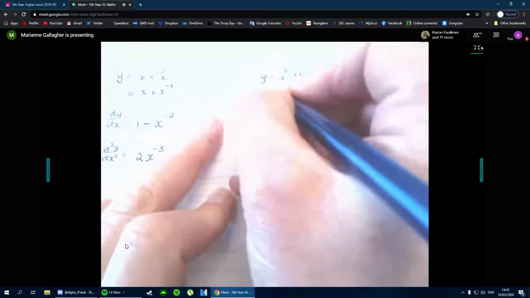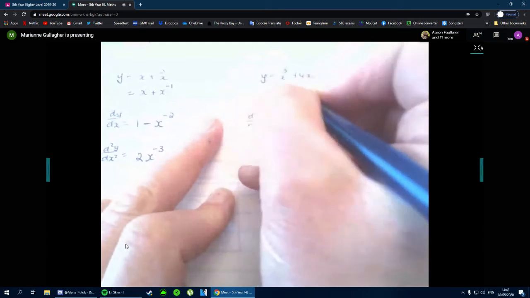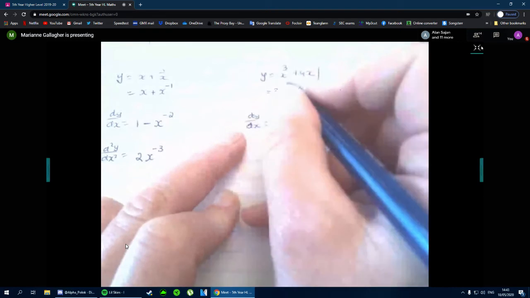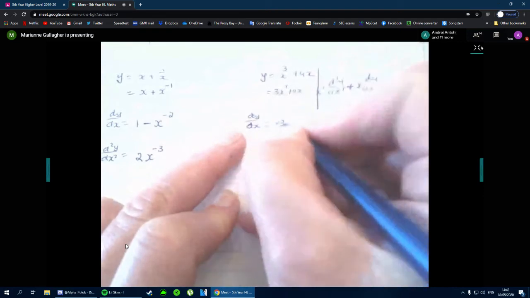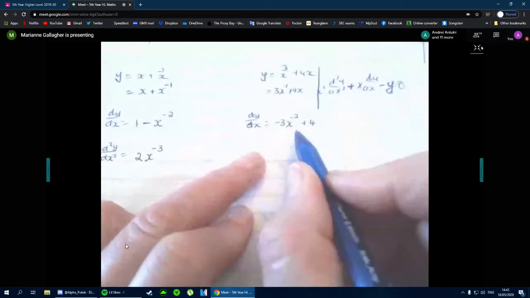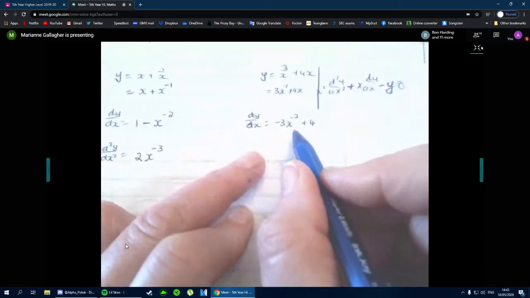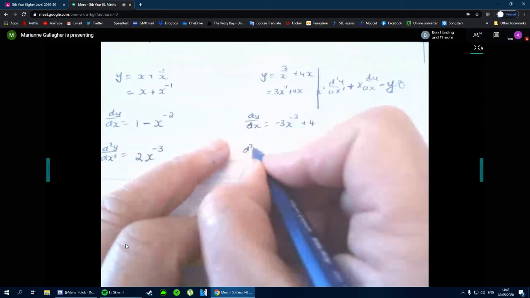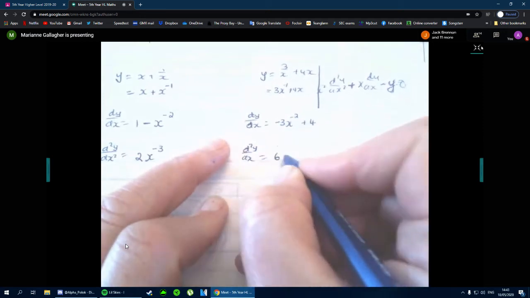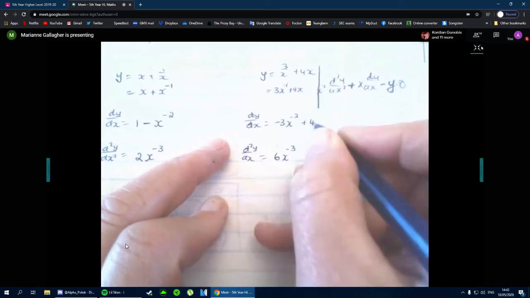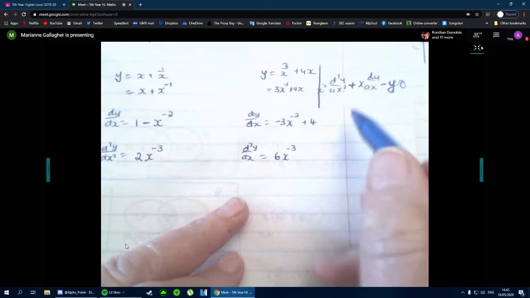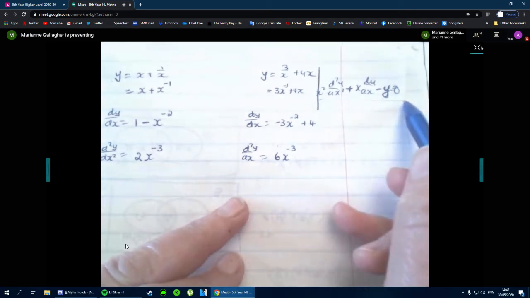So let's rewrite this: 3x to the minus 1 plus 4x, okay? So differentiate that. I've got minus 1 by 3 is minus 3x to the minus 2 plus 4. Is that okay? Yeah. And then differentiate it again. We've got minus 3 by minus 2 is plus 6x, take away 1 is minus 3, and the constant disappears. So differentiating is easy.